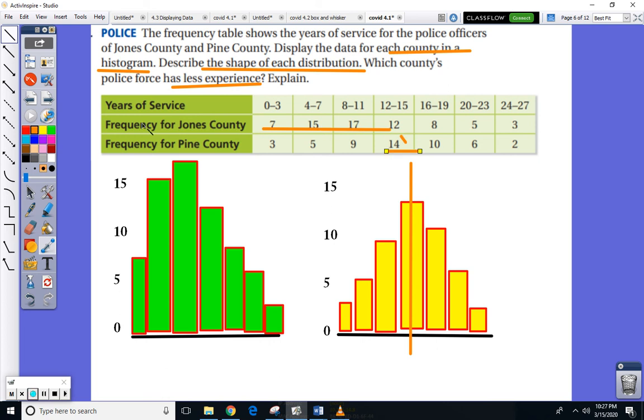So which one has less experience? Jones County definitely has less experience. And you can just tell. You can eyeball it almost, right? There's more big stuff to the left of the center. So that's where your answer is going to be. It's going to be lower than the center. Here's the center right there.